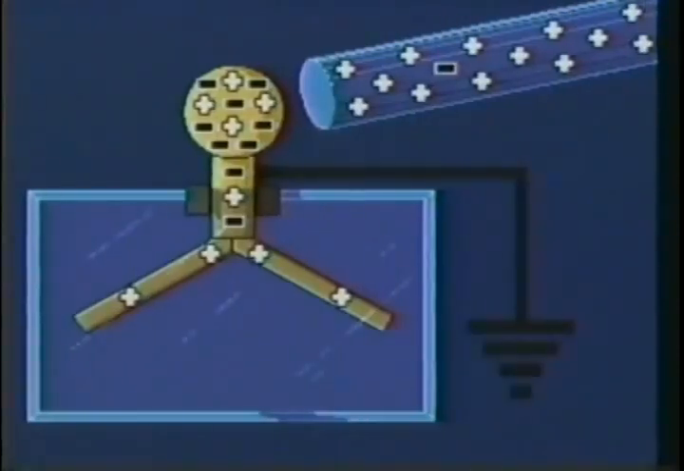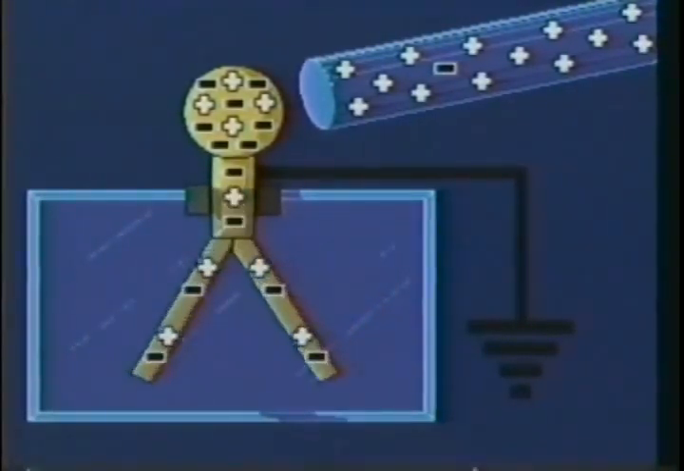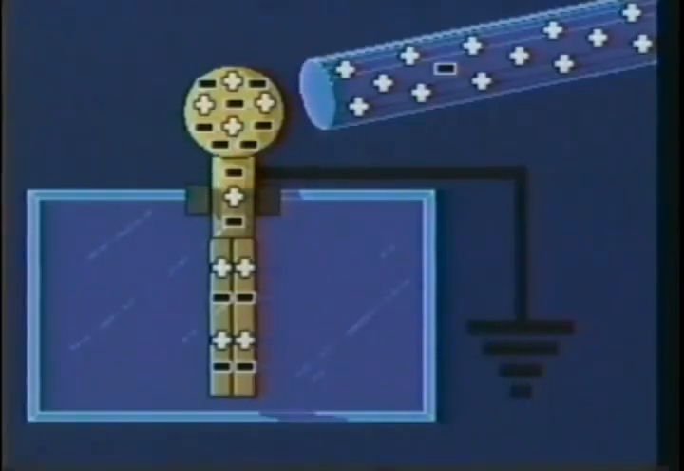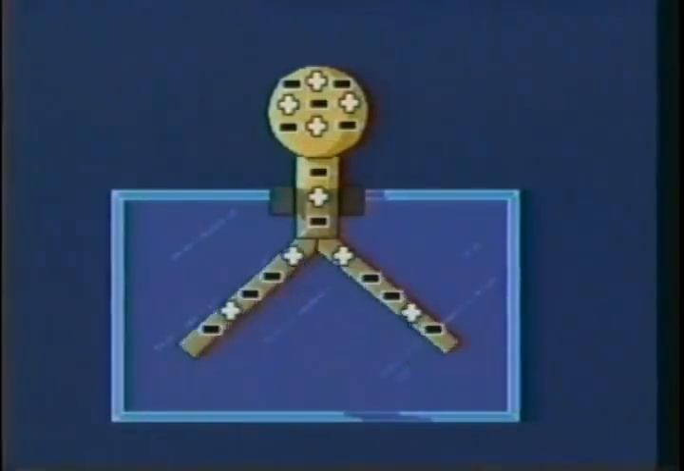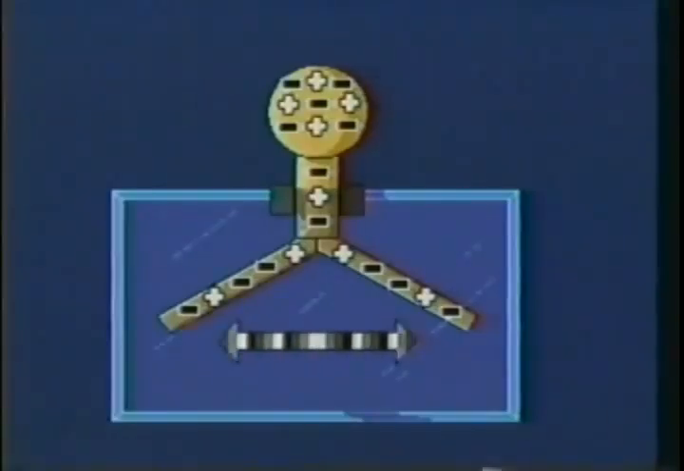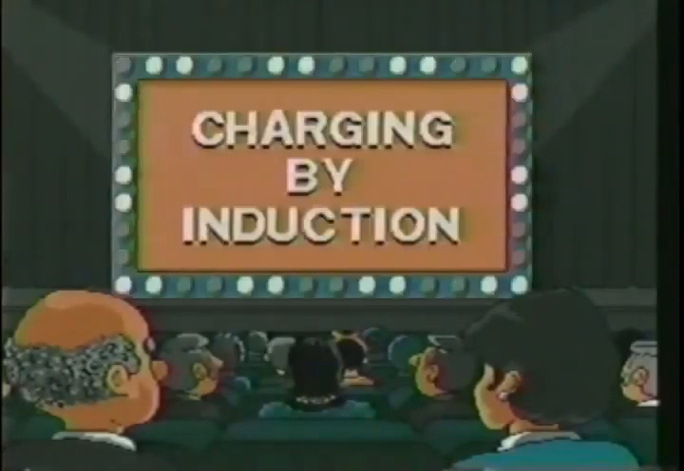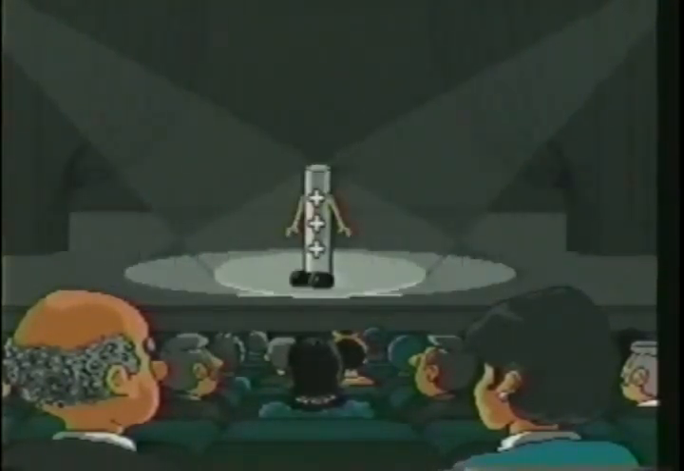Watch this sequence. Did you notice that throughout the entire sequence, there was no exchange of charge between the rod and the electroscope? We call this process charging by induction. It occurs when a charged object is used to charge a neutral one without discharging itself.